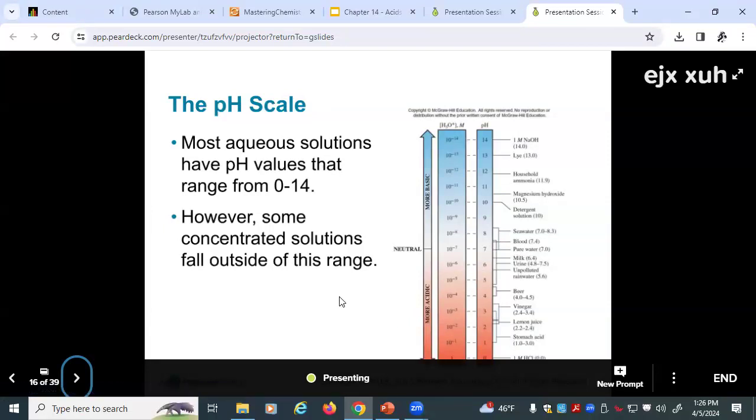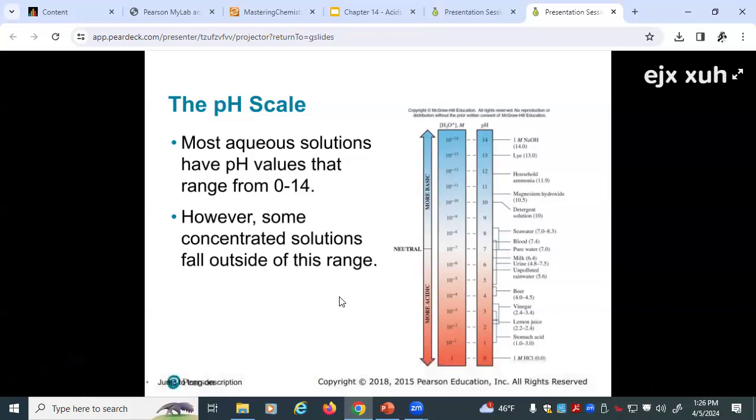So the pH scale gives us the range of most common values for aqueous solutions, starting at 0, extremely acidic, all the way up to 14, extremely basic. And so at the 0 point of the scale, we have 1 molar hydrochloric acid.